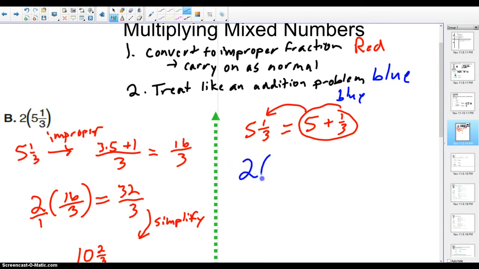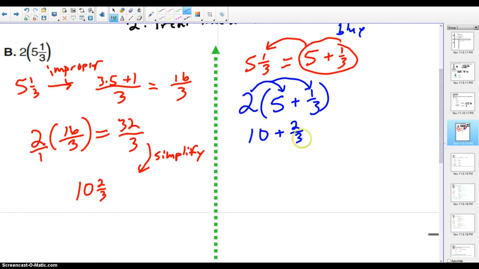So that'll change our problem to 2 times 5 plus 1/3. And then we use our distributive property. So the 2 gets distributed to the 5 and to the 1/3. So then we end up with 10 plus 2 times 1/3, which is just 2/3. And when we do that, 10 plus 2/3 is the same thing as 10 2/3.